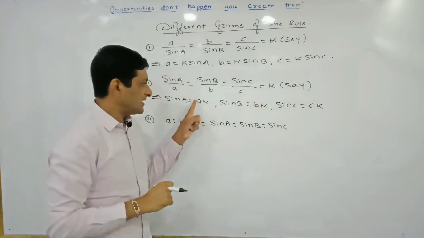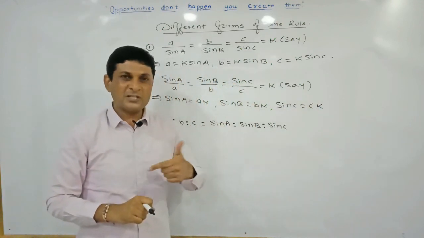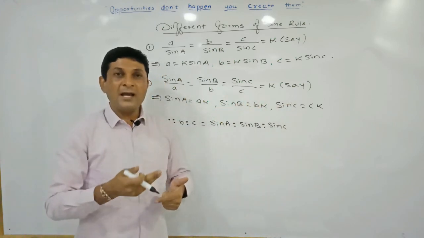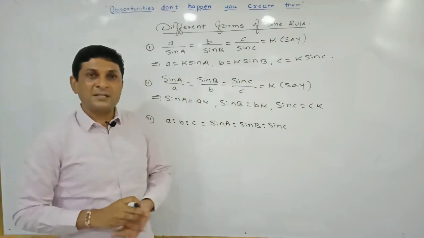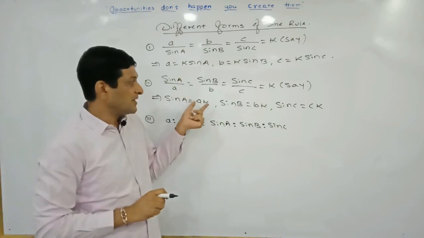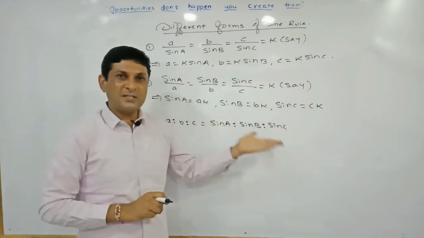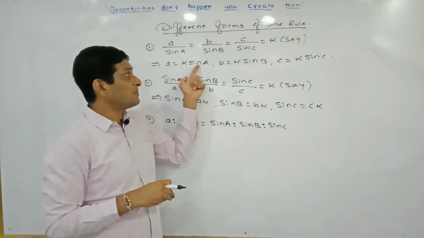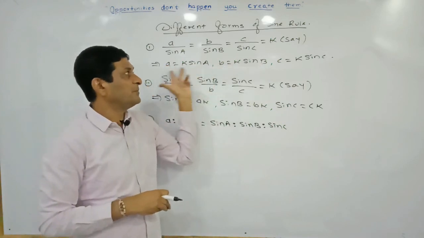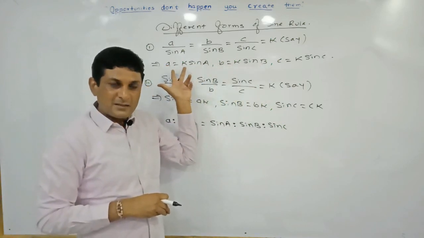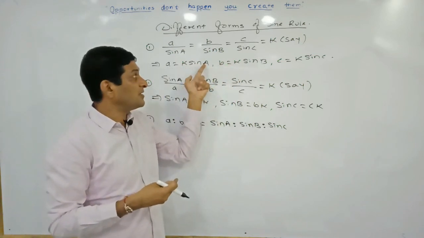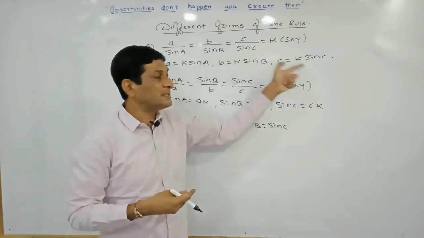So again try to understand, small a, small b, small c are nothing but sides of the triangle, and this capital A, capital B, capital C are nothing but angles of the triangle. If the required result is in terms of sides, then sin A, sin B, sin C, these trigonometric ratios, can be converted in terms of a, b, c using this result. Or if the required result is in terms of trigonometric functions, means sin A, sin B, sin C, then small a, small b, small c can be replaced, the sides can be converted in terms of angles.